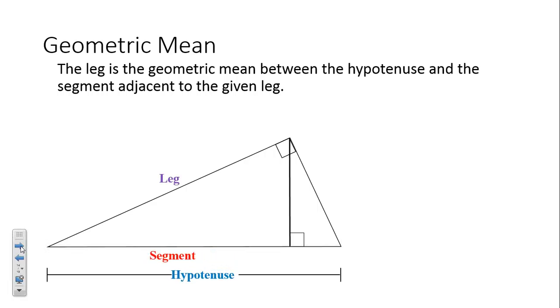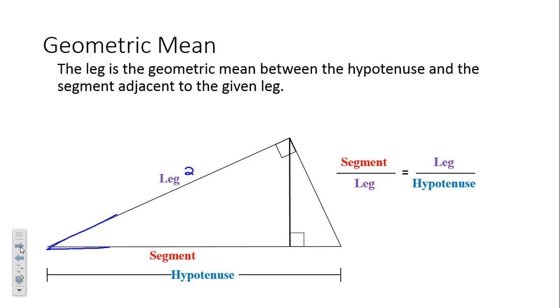If this is a leg, it's going to be the mean, so it's going to be squared. And we multiply the segment that is next to it, that touches it, by the whole hypotenuse. So if you set it up as a proportion, it's going to say that the segment over the leg equals the leg over the hypotenuse.